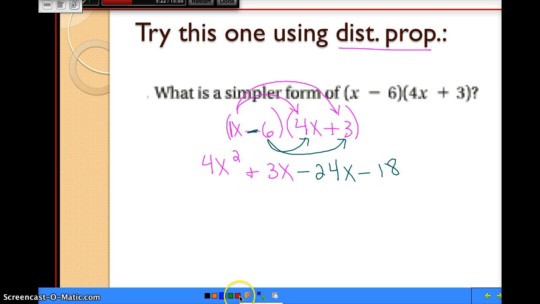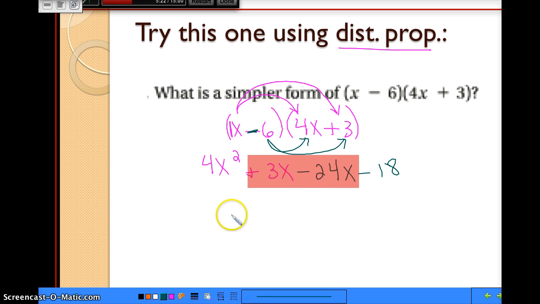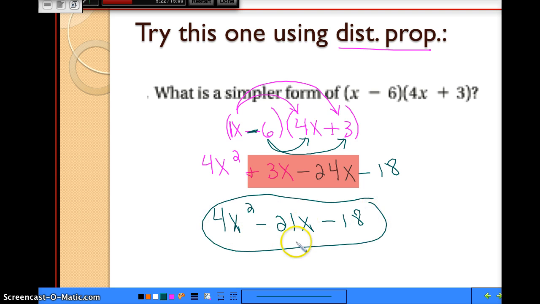Notice again that we have like terms. We have positive 3x and negative 24x. Combining our like terms, we end up with 4x squared minus 21x minus 18 as my final answer, which is a trinomial, 1, 2, 3 terms, in standard form because it goes from the highest exponent to the least, and it's a quadratic expression because it's squared.